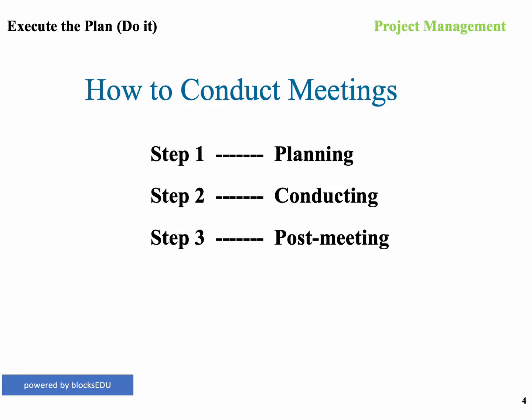There really are 3 steps to conduct a meeting. The first one is you plan the meeting. What is the meeting all going to be about? The second step is you conduct the meeting, and the third step is you do a post-meeting review of that meeting and tell people what actually has taken place. So let's go over each of those individually.